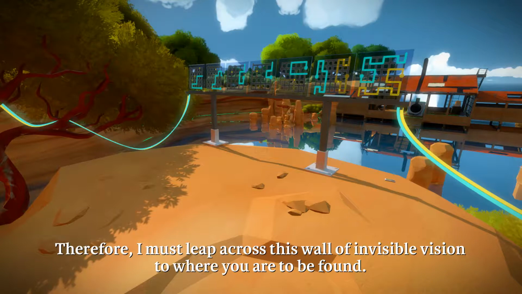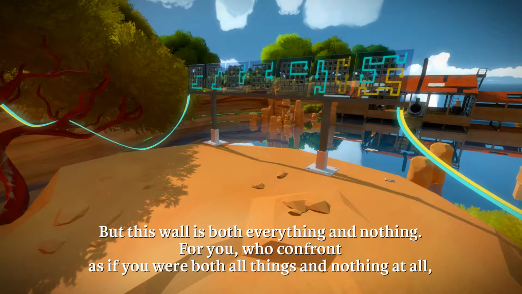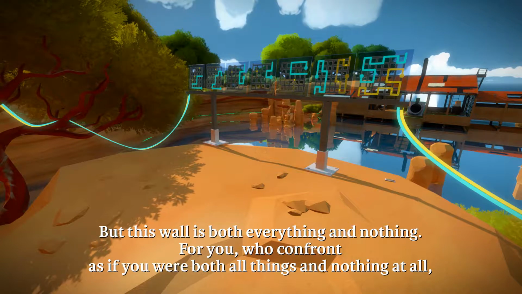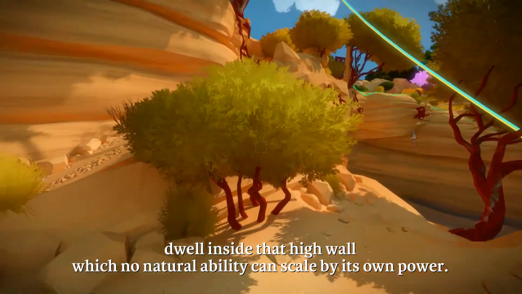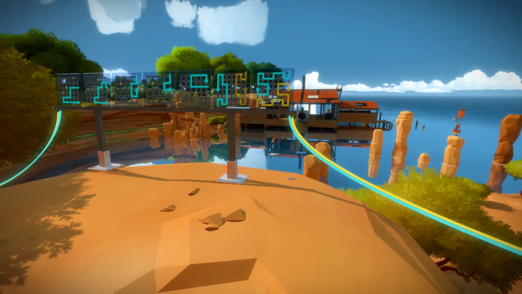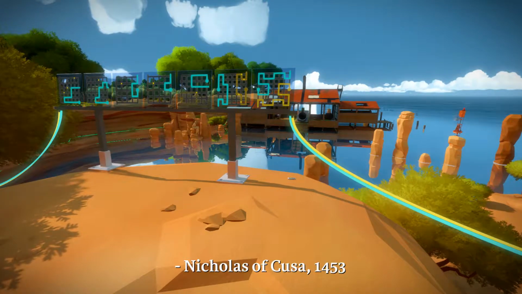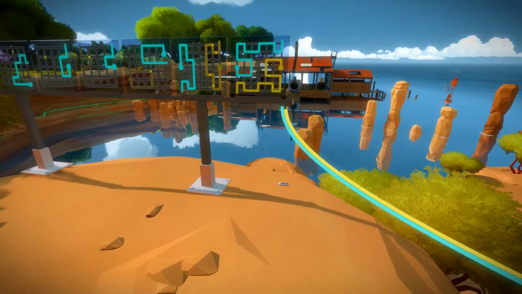Therefore, I must leap across this wall of invisible vision to where you are to be found. But this wall is both everything and nothing. For you, who confront as if you were both all things and nothing at all, dwell inside that high wall which no natural ability can scale by its own power. Nicholas of Cusa, 1453.